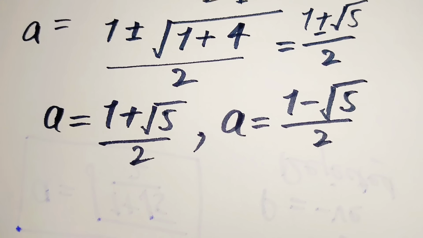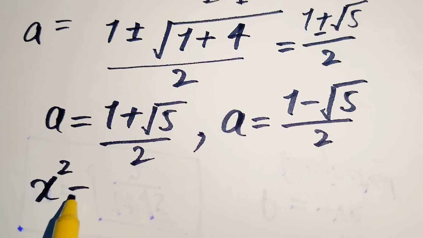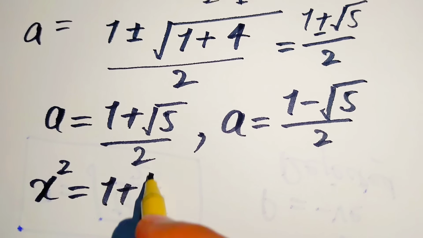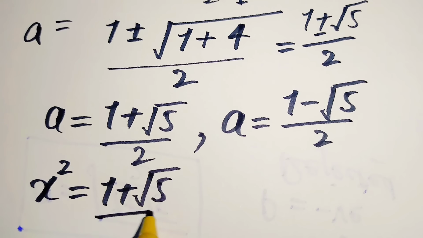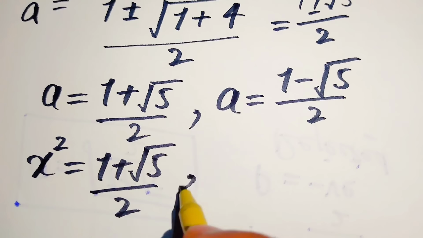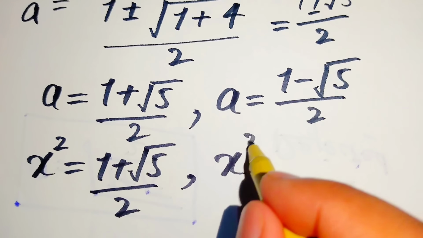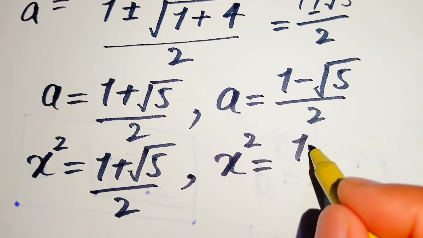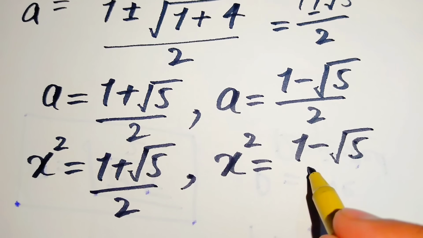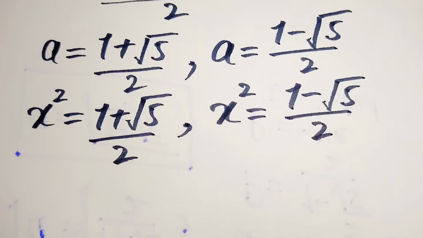So these are the two values of a, and now we move backward and substitute the value of a. So here we take a equals x squared, so we get x squared equals 1 plus square root of 5 divided by 2, and similarly from here we get x squared equals 1 minus square root of 5 divided by 2.